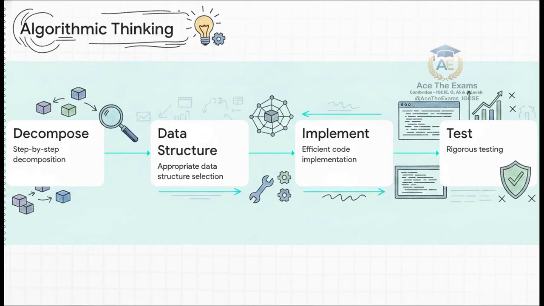Second, you must select appropriate data structures. You can't just say save the data. You need to specify using 1D or 2D arrays for your training data sets. Third, you need efficient code implementation or pseudocode of the algorithm itself. And fourth, rigorous testing. This means mentioning techniques like train-test splits or cross-validation to ensure your regression model actually generalizes to unseen data rather than just memorizing the training set.